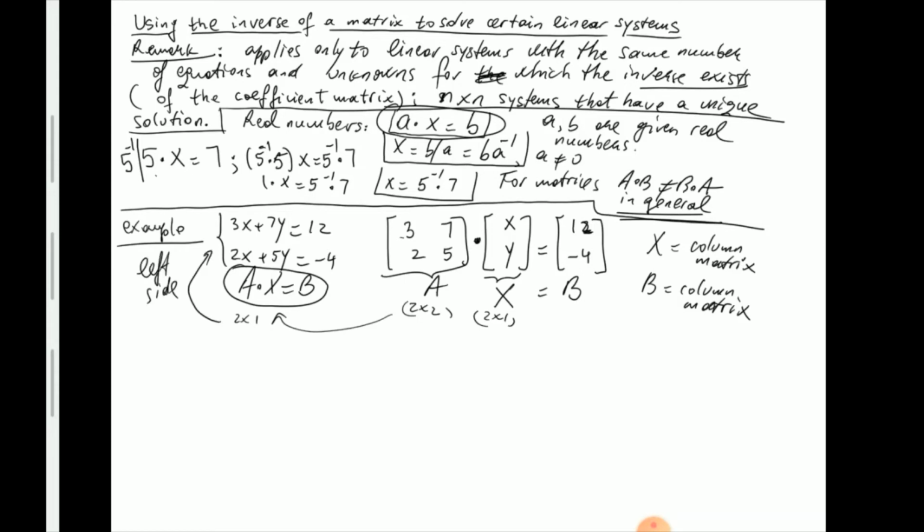You multiply row 1 times the column, which is 3 times x plus 7 times y. That's the entry on the left. 2 times x plus 5 times y is the second entry on the left. So it's simply rewriting the system using matrix multiplication. Then the question is, what if the matrix A, the left side, has an inverse?